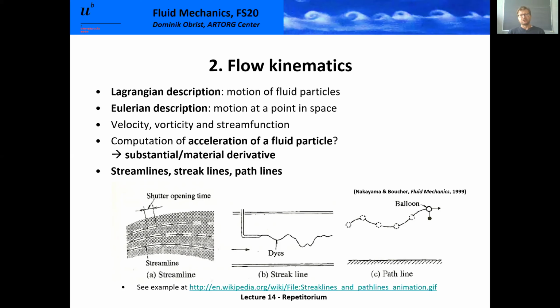One of the results that came out of that was the substantial or material derivative. That's the acceleration of a fluid particle in Eulerian description: the Lagrangian acceleration of a mass particle whose motion is described in a Eulerian way, written in mathematical terms. We also looked at streamlines, streak lines, and path lines. A word of caution: streamlines, if used for a non-steady flow, can be very misleading.